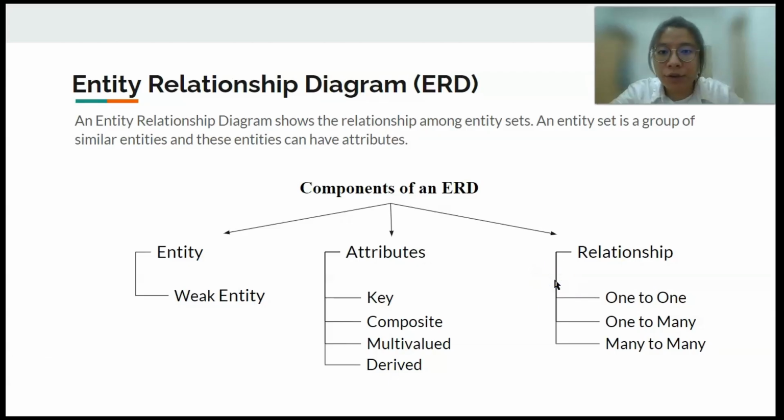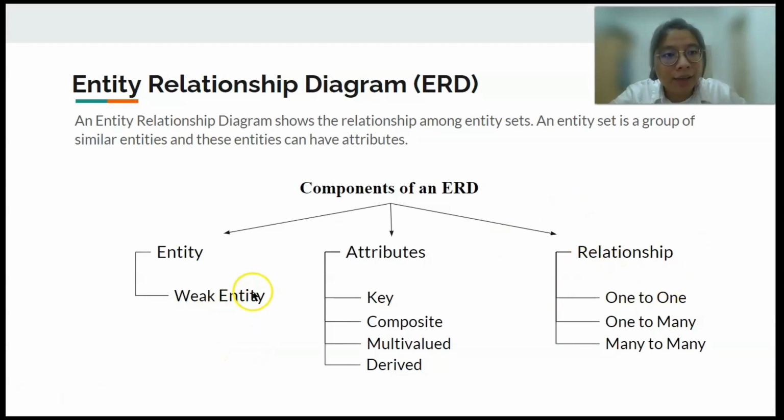Hi, my name is Wong Kai Sing. Today, I'm going to talk about the entity relationship diagram, ERD. An entity relationship diagram shows the relationship among entity sets. An entity set is a group of similar entities, and these entities can have attributes. An ERD has three components, which are entity, attributes, and relationship.